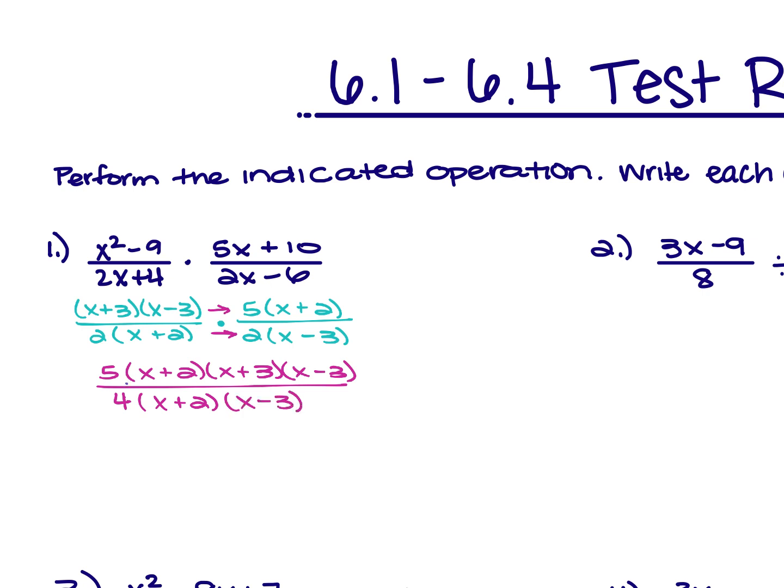You got an x plus 2 on the top and the bottom, so those cancel. You also have an x minus 3 on the top and the bottom, so those cancel out. So up top, you're only left with the 5 times x plus 3. And on the bottom, you have that 4.